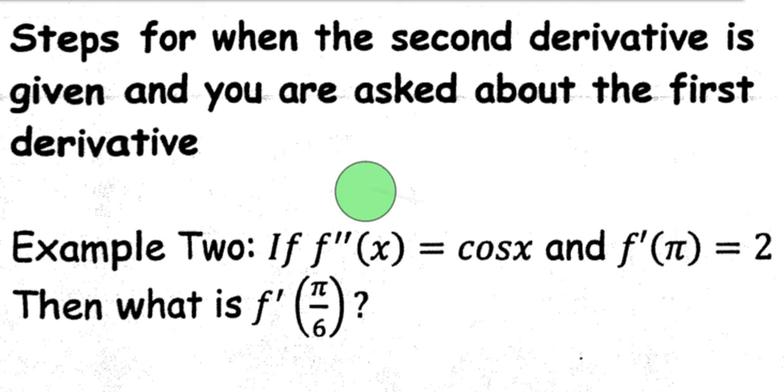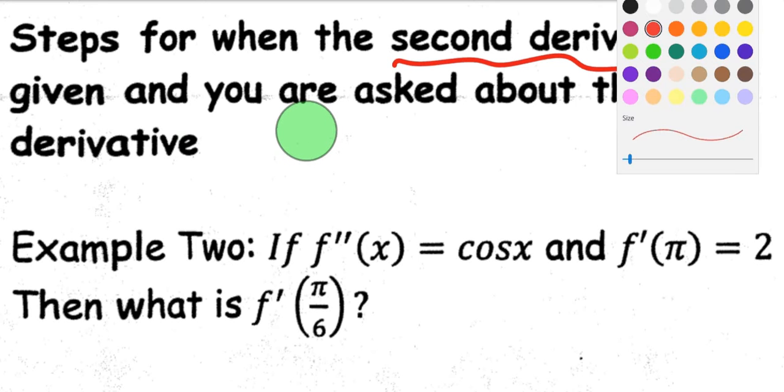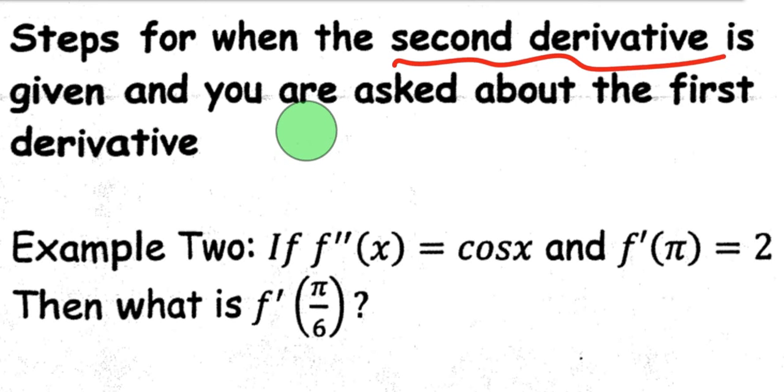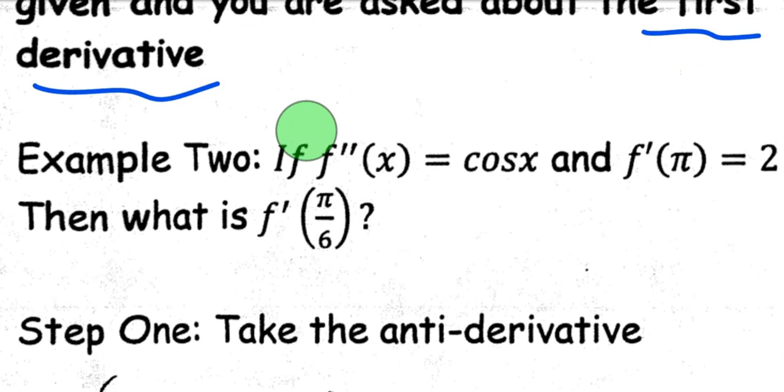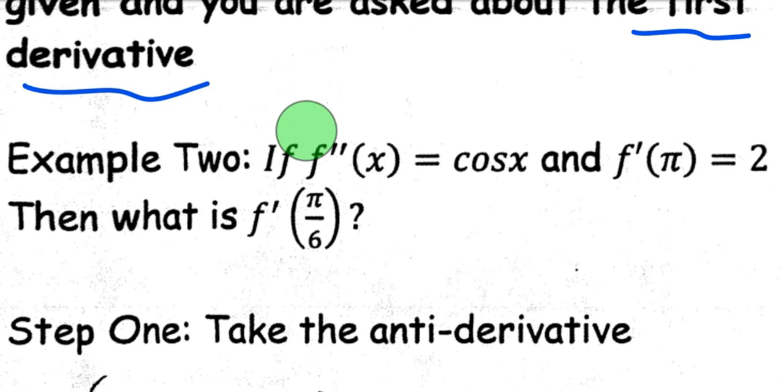We're going to be looking at another initial value problem, only this time we're going to be starting with the second derivative. We'll be working our way up to the first derivative. It's the same thing as going from first derivative to the initial. Okay, we're doing this because we're about to look at motion problems which involve going from acceleration to velocity.